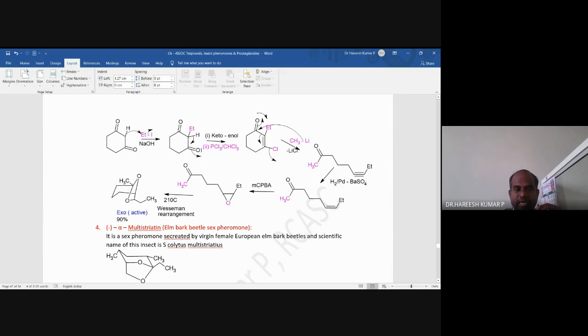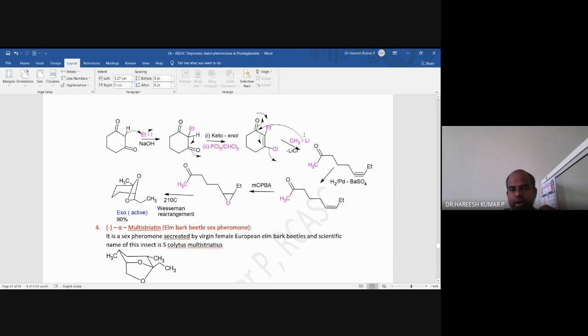That enol, that alcohol, is treated with phosphorus trichloride. What is the role of phosphorus trichloride? Phosphorus trichloride acts as a chlorinating agent and converts the hydroxy compound into chloro. So that is how a chloro compound is obtained. At this moment, when it is treated with the organolithium compound called methyl lithium, what will it do? It will attack the carbonyl carbon.